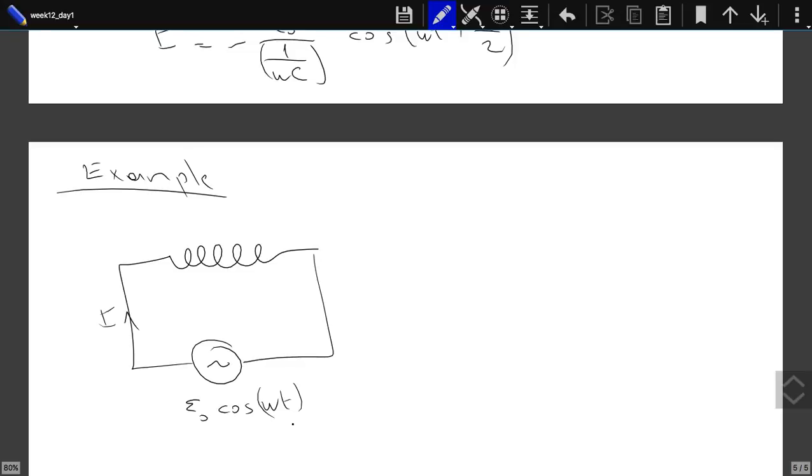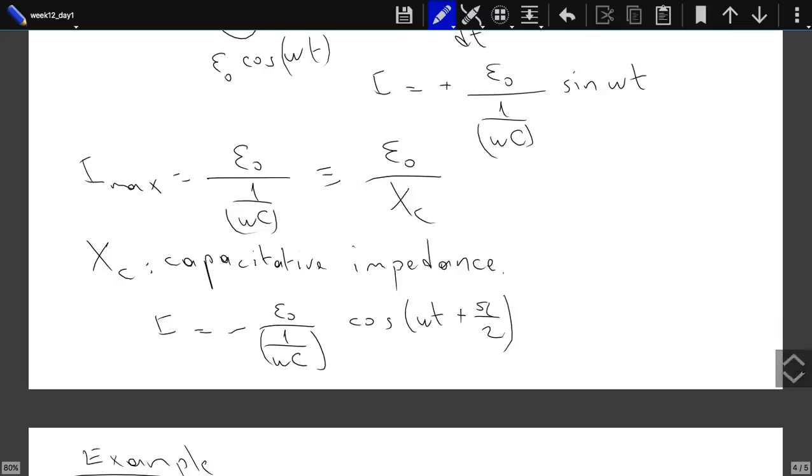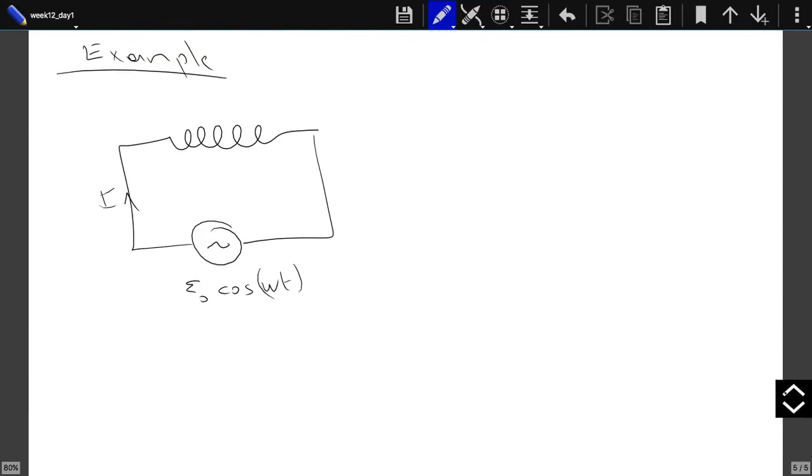And of course, if this is just a short, you will just blow up the fuses. But what if it's an inductor? You see, the fuses will blow up if the maximum current goes above a limiting value. If the inductance is large enough, then it will not blow up because the maximum current will be small. Let's see what will happen in this case about the maximum value.